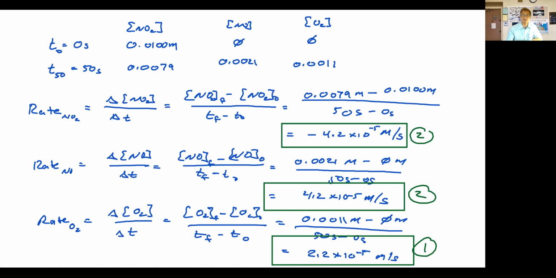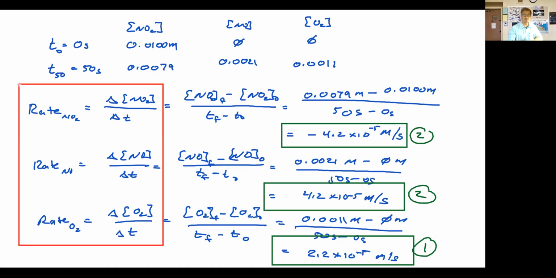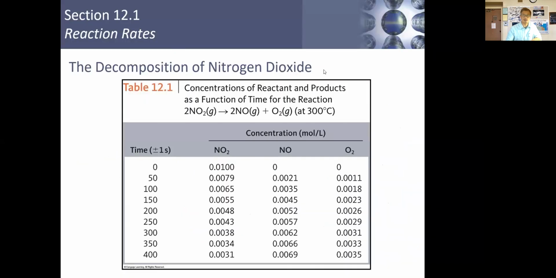So with that said, what I wanted you to key on here is how we calculated these rates. What we did was take the initial and the final, basically the change in the concentrations over the change in time, and that's how we calculated the rates. And that is how we will determine rates.